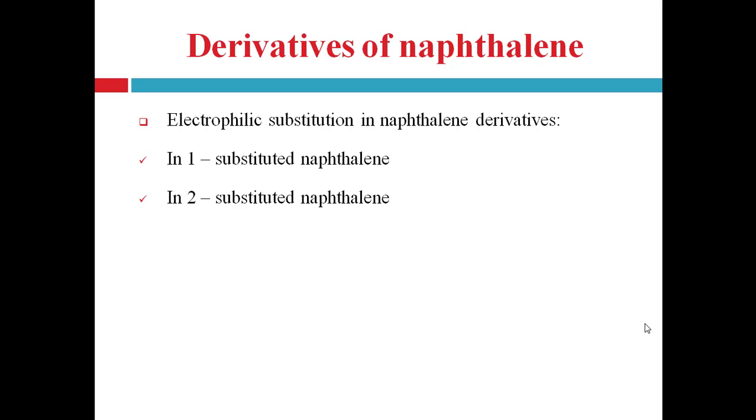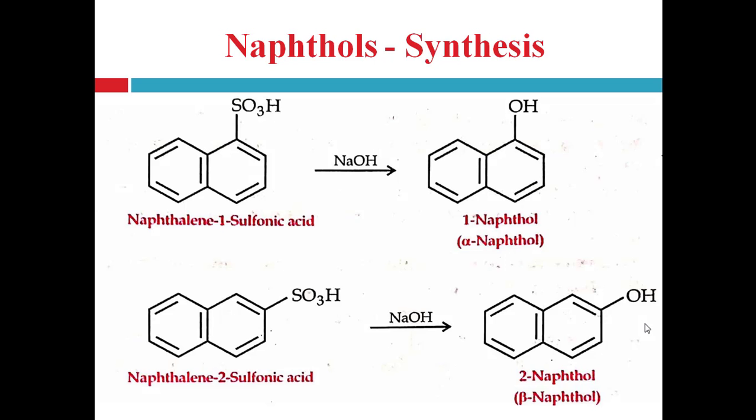Not 5th and 8th, sorry. In case of electron releasing groups, next substitution occurs in same ring and on 1st or 4th carbon number, right, position. And if electron withdrawing group is present, then electrophilic substitution is heteronuclear and occurs at 5th or 8th position. The derivatives of naphthalene are different, as I said: naphthols, naphthylamine, naphthoic acid and naphthoquinones, right? So let's discuss one by one.